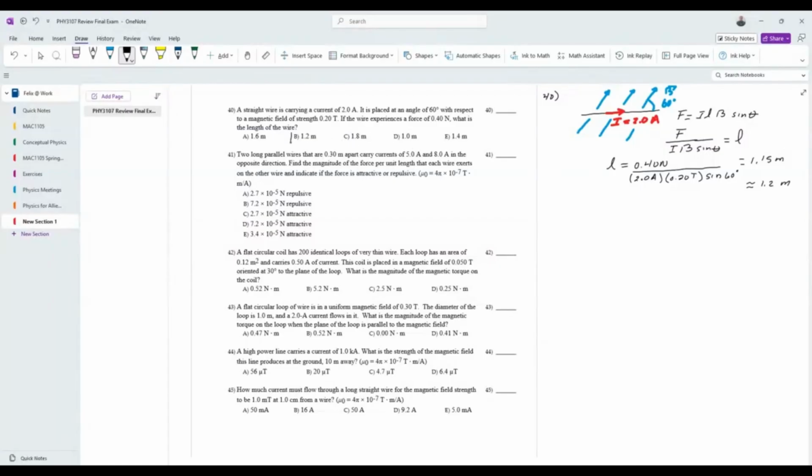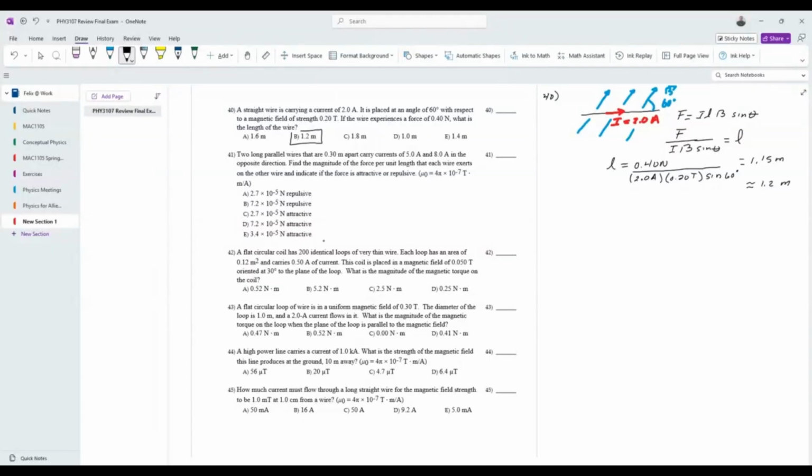So what is going to be the length? The length of the wire under those conditions is going to be 1.2 meters. So you can see, there are always different variations of the same exercise, right? Basically, we have the same equation where we can solve for different quantities, in some cases for the force, in some cases for the length, in some cases for the charge.